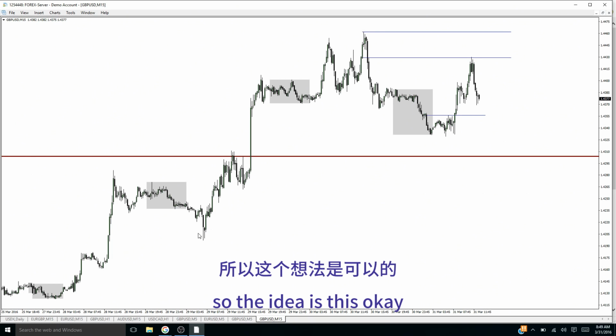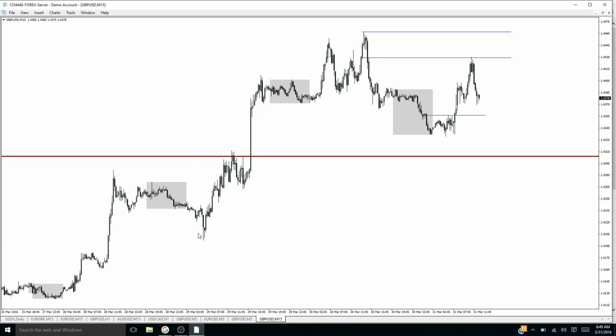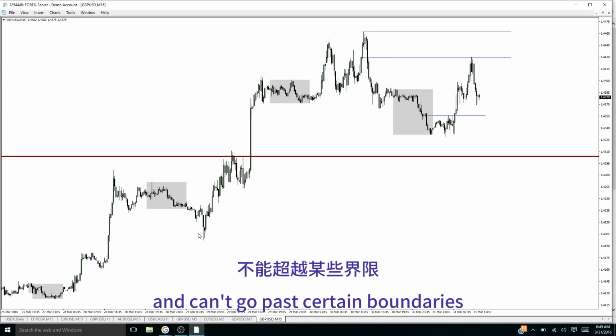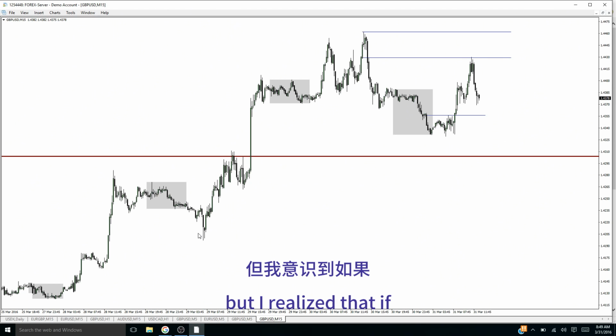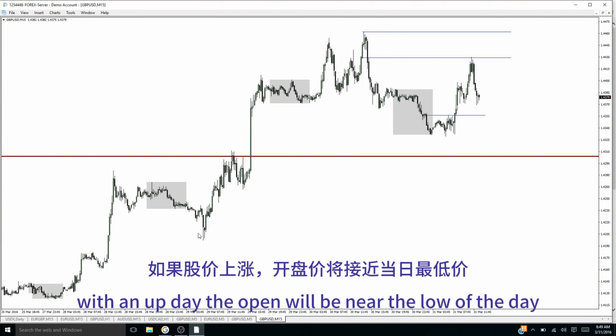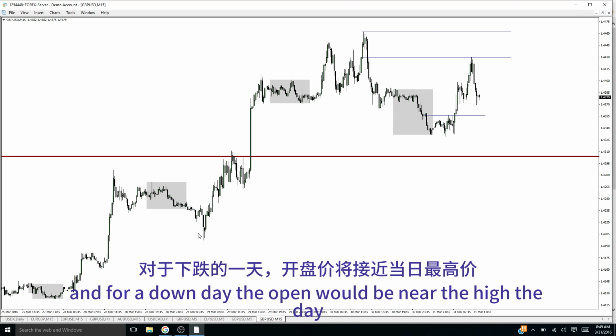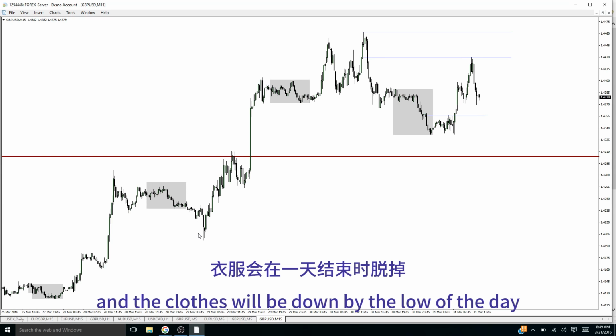So the idea is this, without going into any more, because I can't get in trouble with what I'm about to say. I think I have to put borders on it and can't go past certain boundaries. But I realized that my understanding, which started with Larry Williams, is that on an up day the open will be near the low of the day and the close will be near the high of the day. And for a down day, the open would be near the high of the day and the close would be near the low of the day.